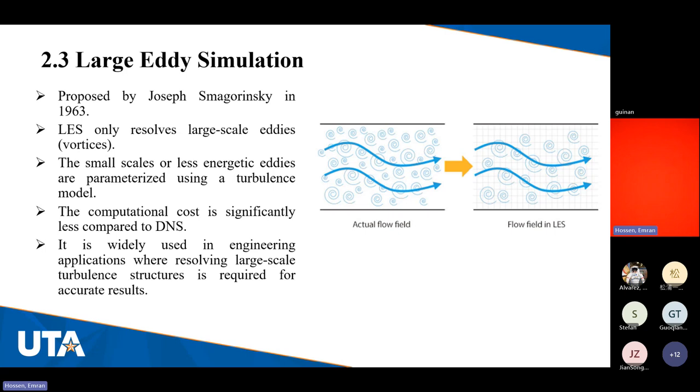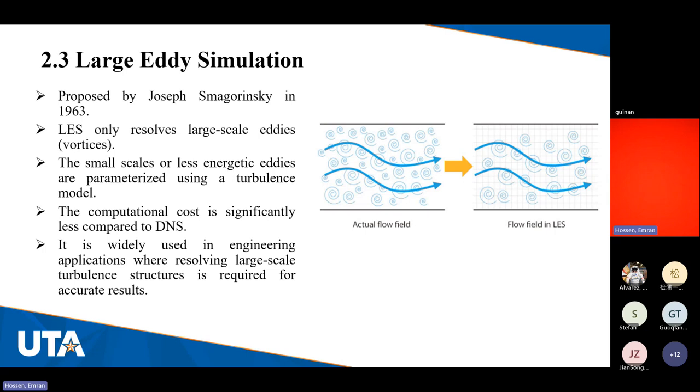In the LES case, the computational cost is significantly less compared to DNS. It is widely used in engineering applications where resolving large-scale turbulence structures is required for accurate results. You can see the graph on the right side. The first one is the actual flow field, where we can see both large-scale and small-scale eddies. Whenever we apply LES, we take only the large scales.